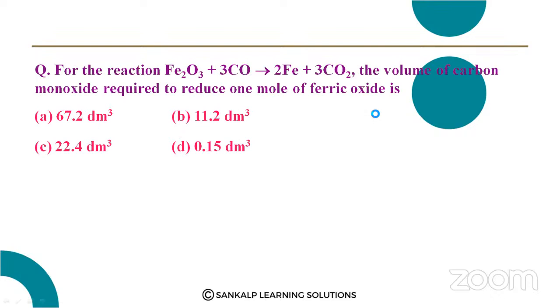So the next question is for the reaction Fe2O3 plus 3CO gives you 2Fe plus 3CO2. The volume of carbon monoxide required to reduce 1 mole of ferric oxide is. So what is the question? Your ferric oxide is being reduced. So you have to find out how much carbon monoxide is required to reduce it.